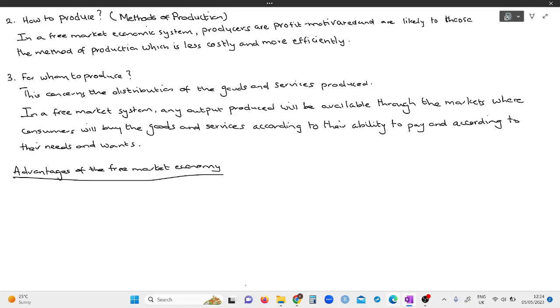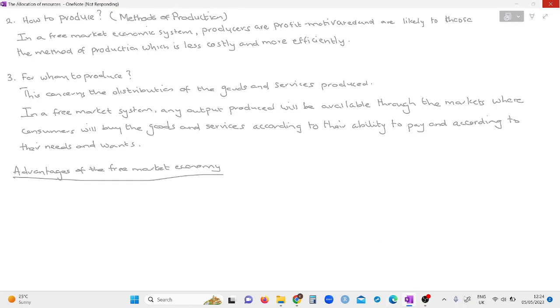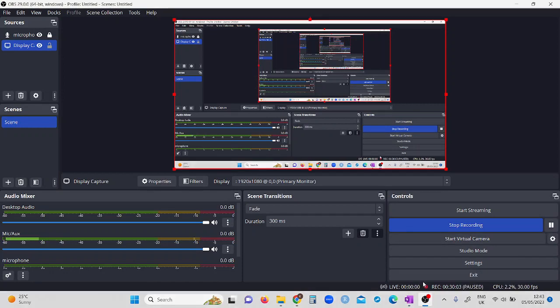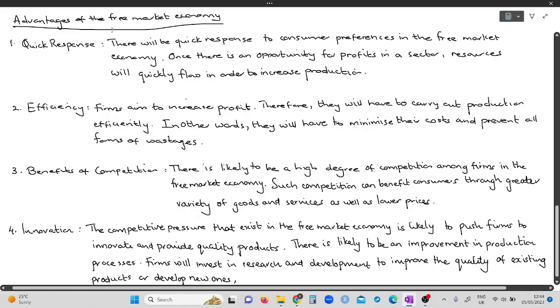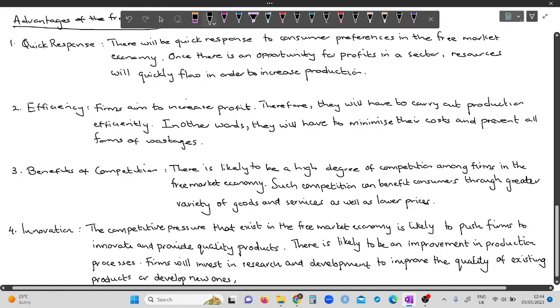Donc bien sûr, dans le free market, we have maintenant, advantages of free market system. Firstly, quick response. Donc, qu'est-ce qui se passe? Vu que the free market, the aim is to maximize profit, donc je peux faire to respond to consumers' preferences, taste and preferences in the free market system. So there will be a quick response to consumer preferences in the free market. Once there's an opportunity for profits in a sector, resources will quickly flow in order to increase production.